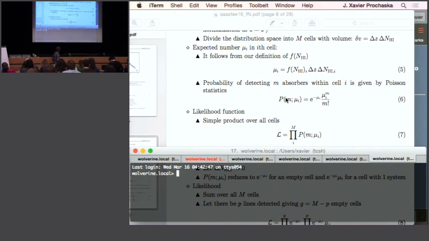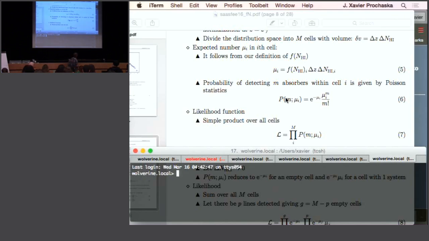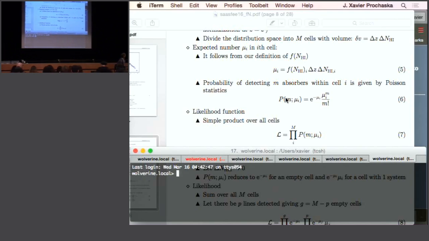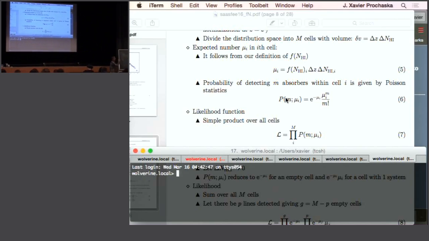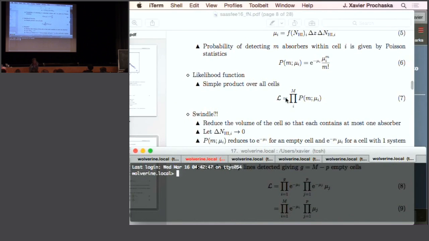Fair enough. One then performs what looks somewhat to be a swindle, maybe not quite, but let the size of the cells, that delta N_H, go to be small enough that each cell has at most one absorption line within it. Okay, so let delta N go towards 0 to the stage where you have at most one absorption line within it, or one system, or one galaxy. As I said, this technique here can be applied to many domains of observational astronomy.